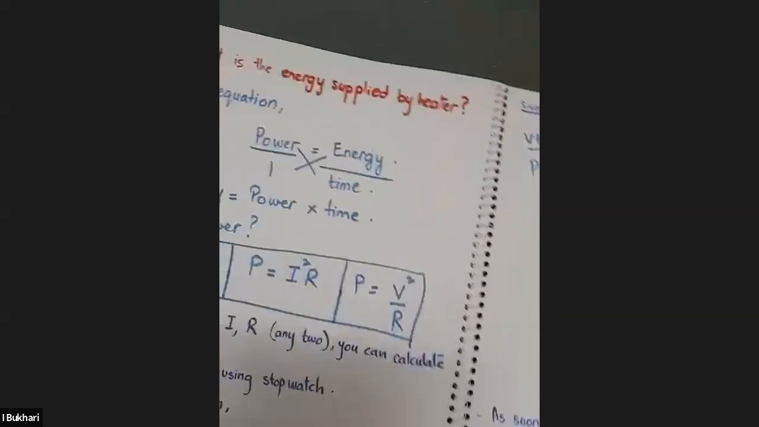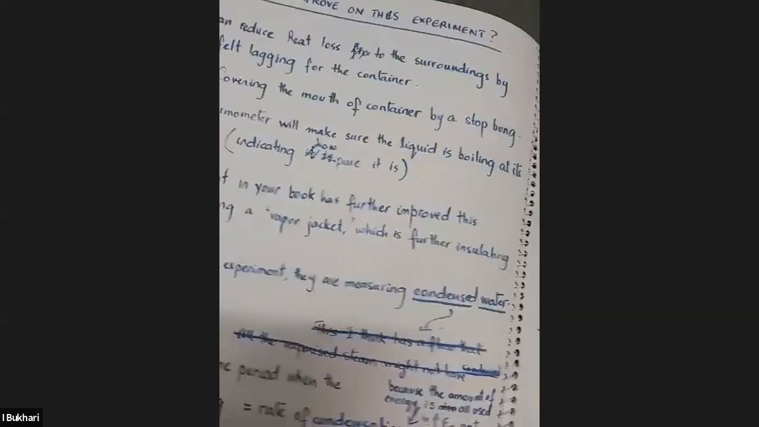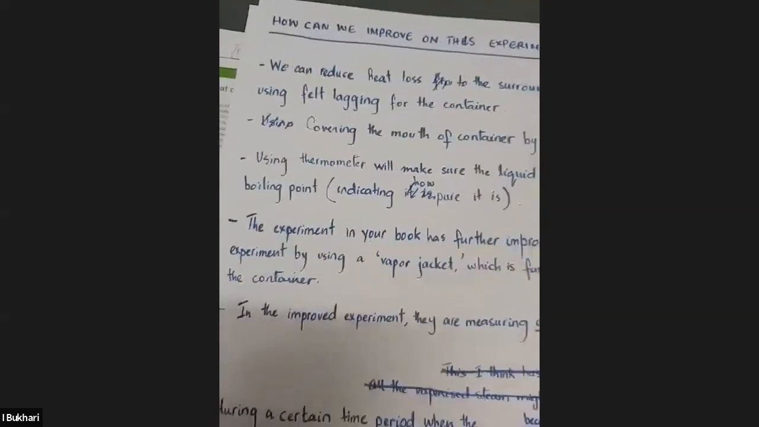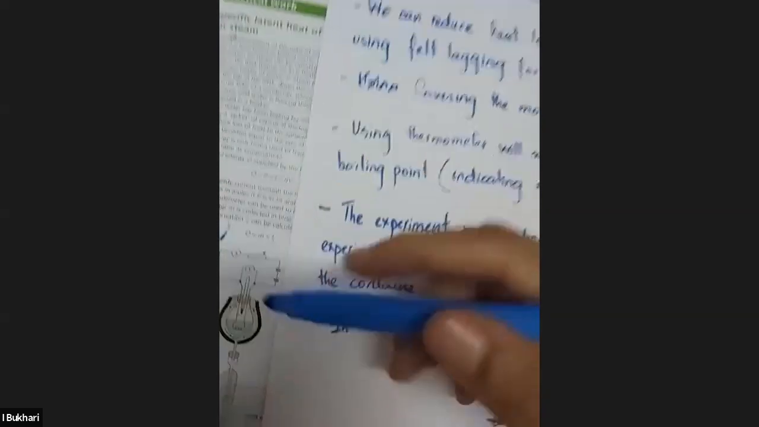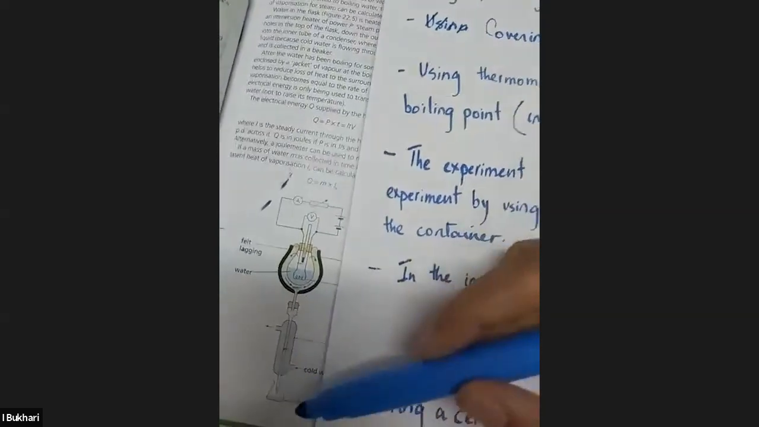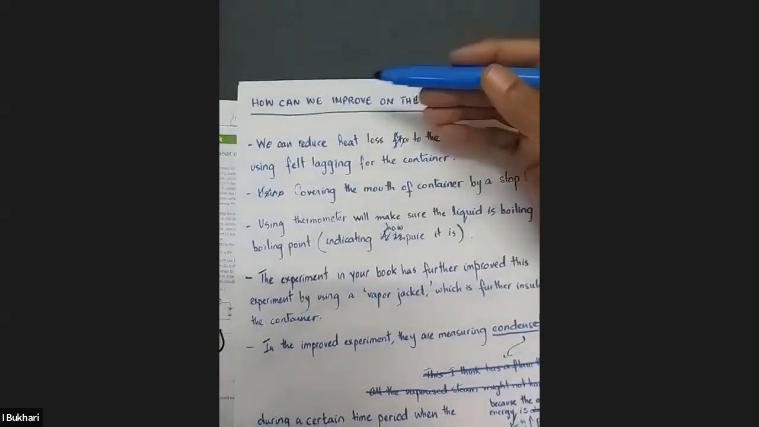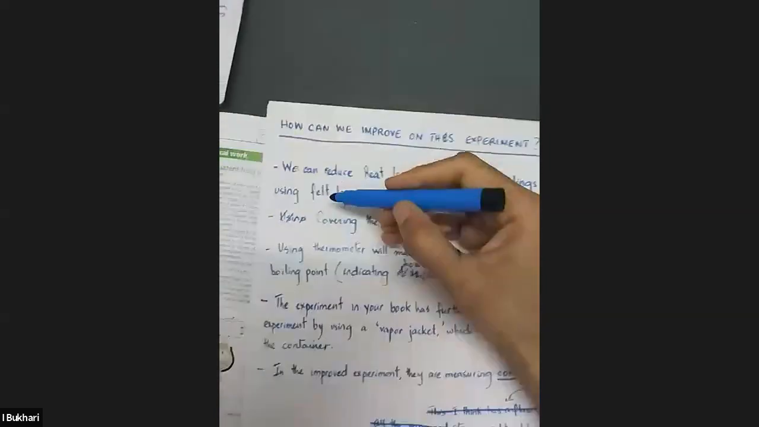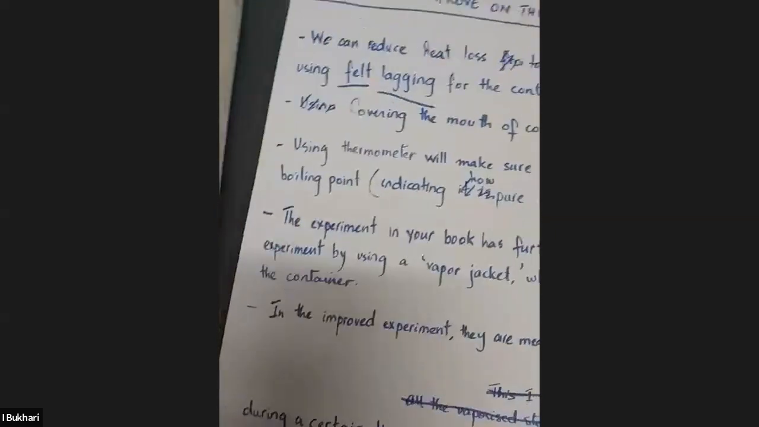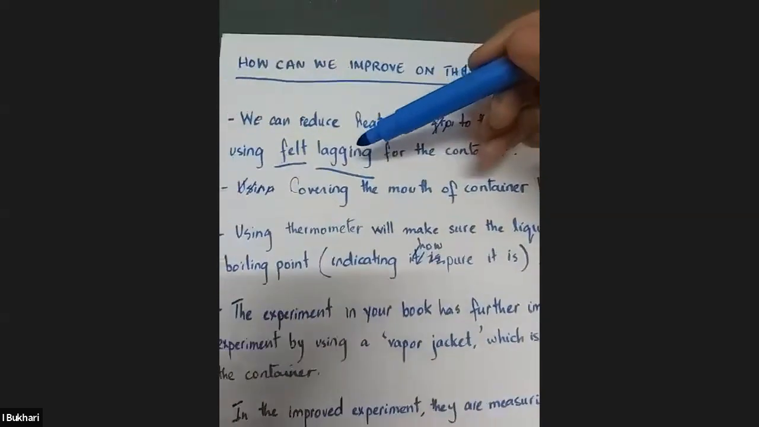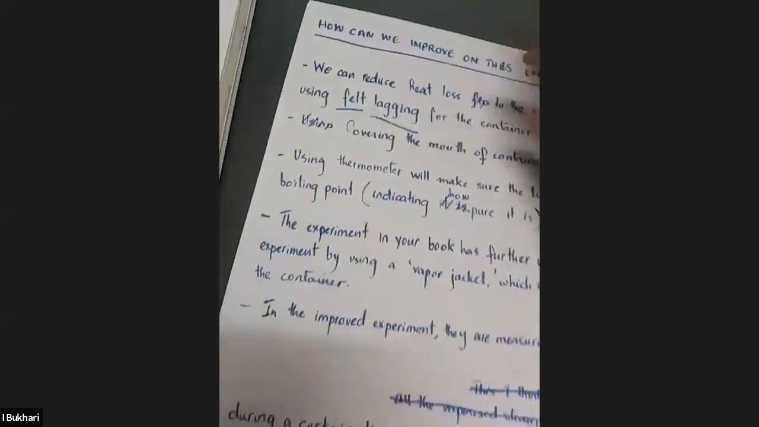Now, the reason I explained the simple experiment is so that you understand the basic idea, and then we will talk about the extra precautions that they have taken in this experiment in your book. The first step towards improving this experiment is that we're using felt lagging. Felt lagging is insulating the container, okay? Insulating the container to minimize heat loss to the surroundings.